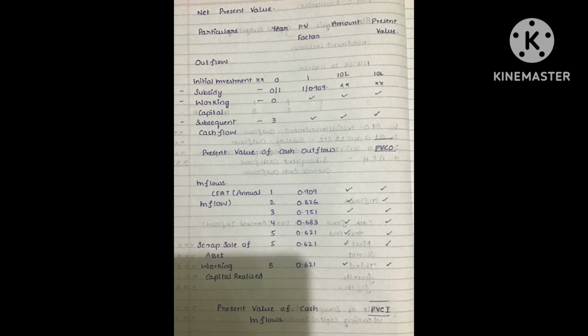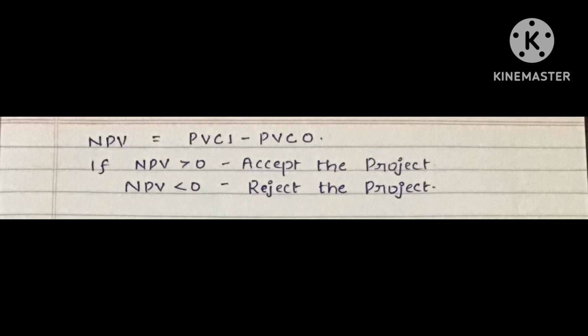Now the main aspect is, as we have got present values, what is the net present value? What is the meaning of net? The net present value is used to decide whether the project must be accepted or rejected on the basis of the difference between the present value of cash inflows and the present value of cash outflows. If the NPV is greater than 0, which means the NPV is positive, then accept the project, and if NPV is negative, which means that the present value of cash outflows is more than the present value of cash inflows, we can reject the project.